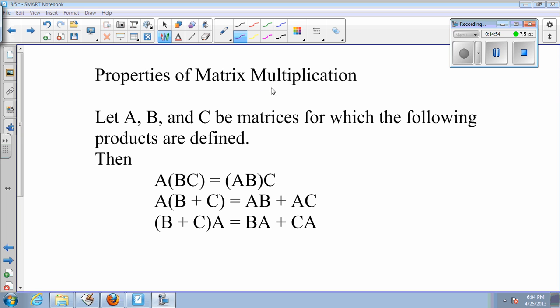Matrices have the following properties when they are being multiplied. A times BC is the same as AB times C. A times parentheses B plus C is the same thing as AB plus AC. And B plus C times A is the same as BA plus CA. But please remember, AB is not the same as BA, so you cannot switch the order.